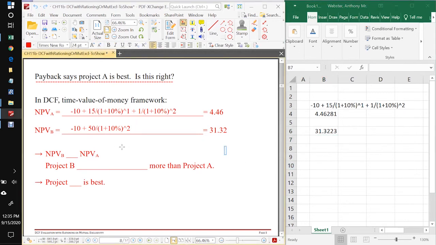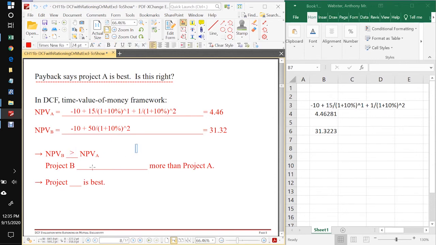Okay, so what can we conclude about this? So the NPV of B is clearly much bigger than A. So these are equal length projects. We can only do one of them. So which one are we going to do?